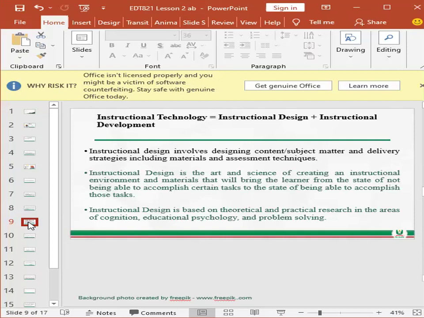Instructional design is the art and science of creating an instructional environment and materials that will bring the learner from the state of not being able to accomplish certain tasks to the state of being able to accomplish those tasks. So instructional design is still based on theoretical and practical research into the areas of cognition, educational psychology, and problem solving.